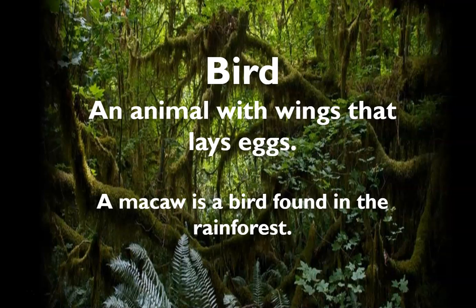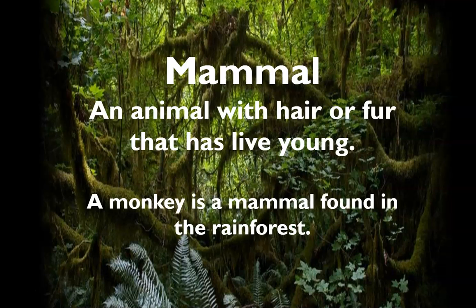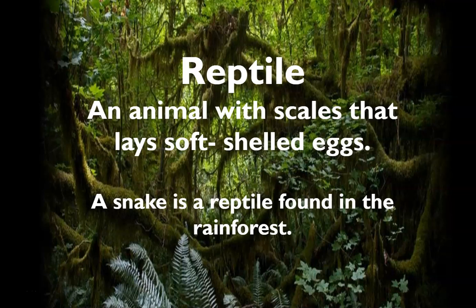Another vocabulary word is a bird. A bird is an animal with wings that lays eggs. And one type of bird that is found in the rainforest is a macaw. A mammal is an animal with hair or fur that has live young. And a monkey is a mammal found in the rainforest. Reptile, an animal with scales that lays soft, shelled eggs. A snake is a reptile that's found in the rainforest, and there's multiple types of snakes that we'll be talking about.